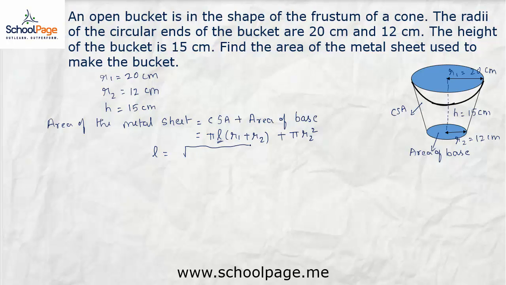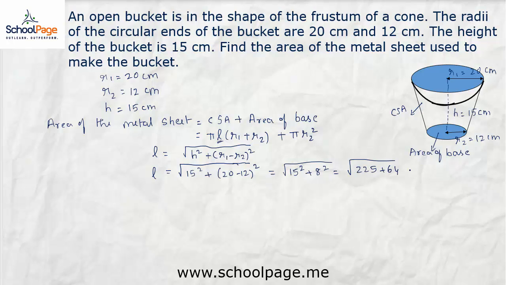L will be given by square root of h square plus R1 minus R2 the whole square. Substituting the values, we get L as equal to square root of 15 square plus 20 minus 12 the whole square. Solving this, we get square root of 15 square plus 8 square, which is equal to square root of 225 plus 64, which is equal to square root of 289, and square root of 289 we know as 17 centimeters. So we have calculated the slant height as equal to 17 centimeters.